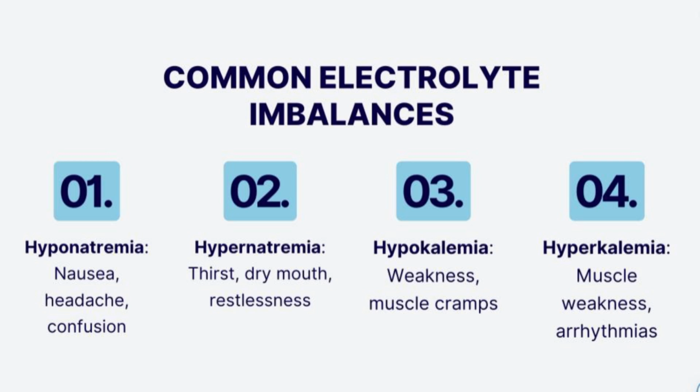Hypokalemia, low potassium, caused by diuretics, vomiting, and inadequate intake. Symptoms include weakness and muscle cramps. Treatment involves potassium supplements. Hyperkalemia, high potassium, often due to kidney failure or excessive intake. Symptoms include muscle weakness and arrhythmias. Treatment includes medications to lower potassium and dialysis.